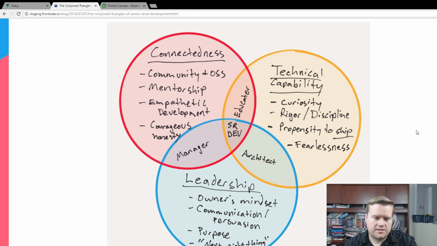And then there's also this leadership aspect. It doesn't mean you're necessarily a manager, but obviously that helps. But having an owner's mindset, so when you're given a project, you're not just there to do your small little tiny part and then it gets moved on to someone else, but you're actually taking some ownership and responsibility.